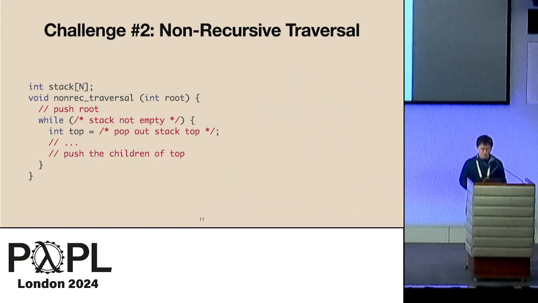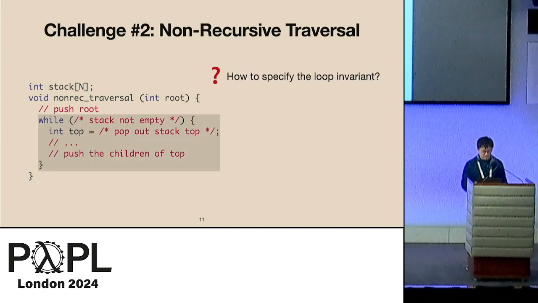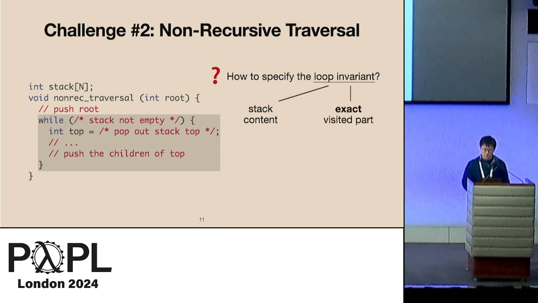So if we are going to verify a program that contains non-recursive traversal like in the last slide, we will have to find a loop invariant for some loop like the one here. And the problem is, how can we specify such a loop invariant? This problem can be reduced to several requirements. The first is that the loop invariant should capture the content of the stack. And also, the loop invariant should describe the visited part of the tree.